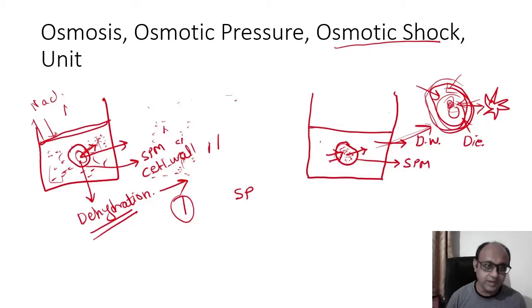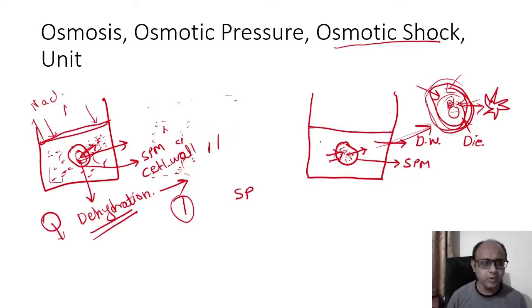This dehydration may be permanent or may be temporary. If the cell wall is elastic and you restore the concentration to be equal to the cell cytoplasm, what will happen? The excessive water which has gone out will re-enter the cell and the cell will regain its original shape. So in this condition, the cell may not die. It will just shrink in size.